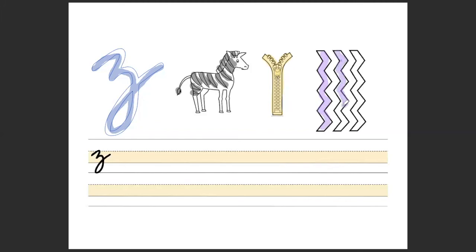You can run in zigzag lines. You can color or paint zigzag lines. You can even draw zigzag lines. After we finish this video, maybe you can practice walking in a zigzag line and see how hard it is. Now that I finished coloring, I'm gonna write my Z sound on the lines below. Z.